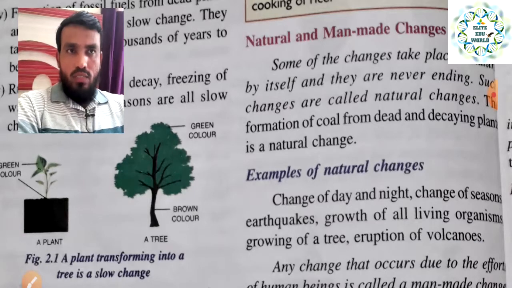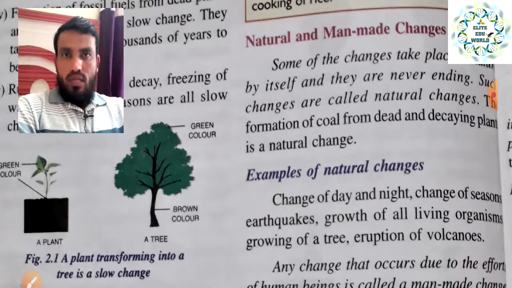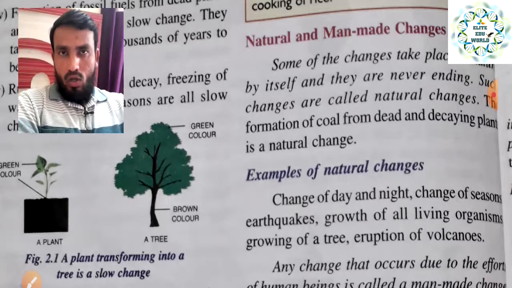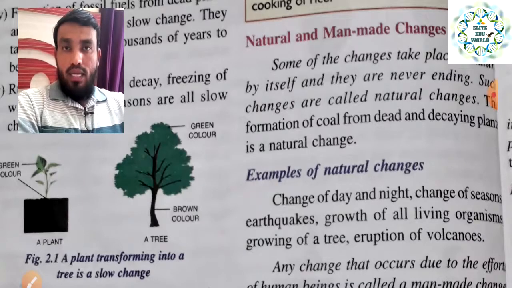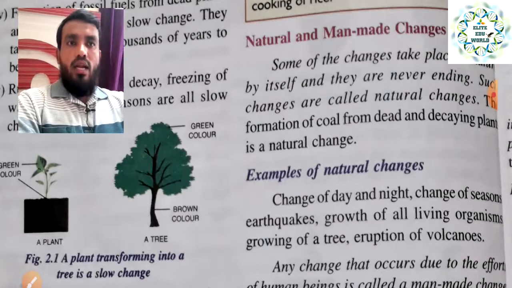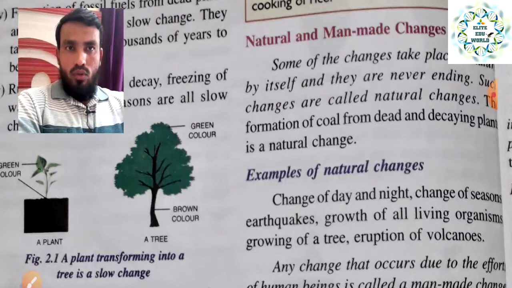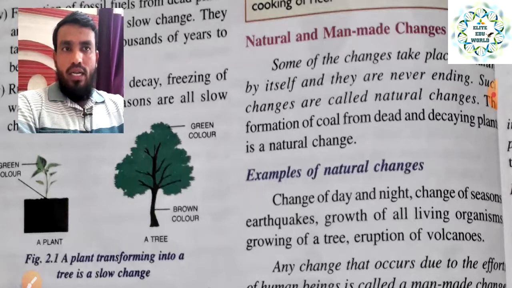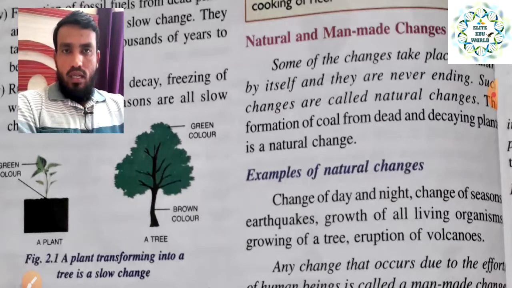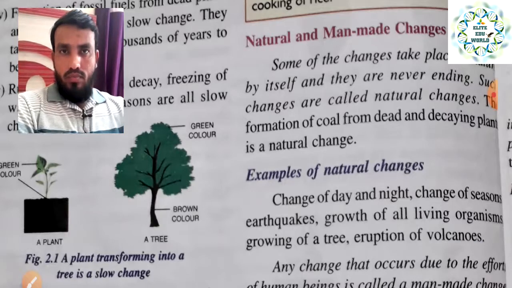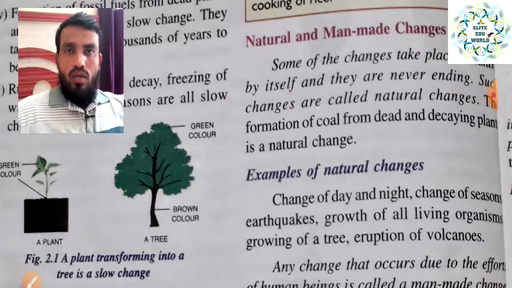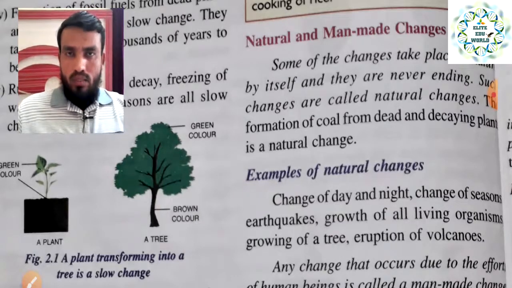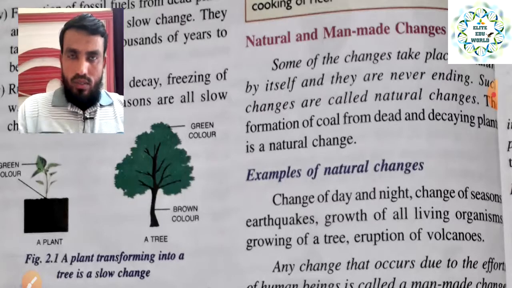Some of the changes take place in nature by itself. We don't need to do anything. We are not doing anything to make day become night and night become day. They happen automatically by nature. This is a natural change, and they are never ending. They will not end, continuously they will happen. These are called the natural changes, and the formation of coal from a dead and decaying plant is a natural change. When the plant is buried into the soil, it becomes coal. It will definitely take time, but when we are classifying into natural or man-made, it will go into the category of natural change.